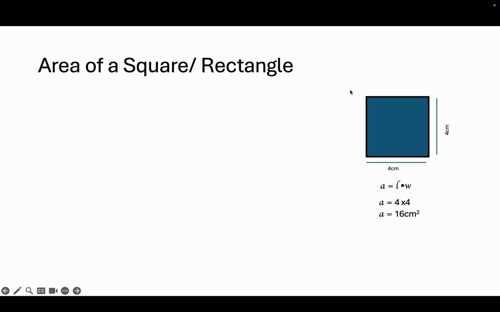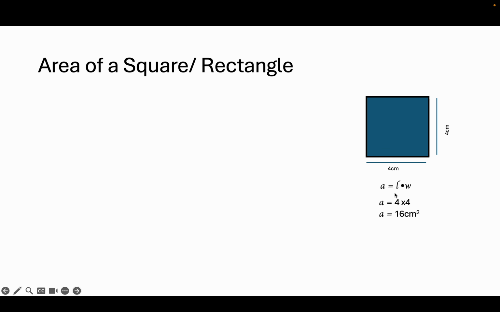So over here, let's start with a square. A square has four sides, all with the same length. The formula to calculate the area of a square is area equals length times width. So let's use this square as an example. 4 centimeters by 4 centimeters.